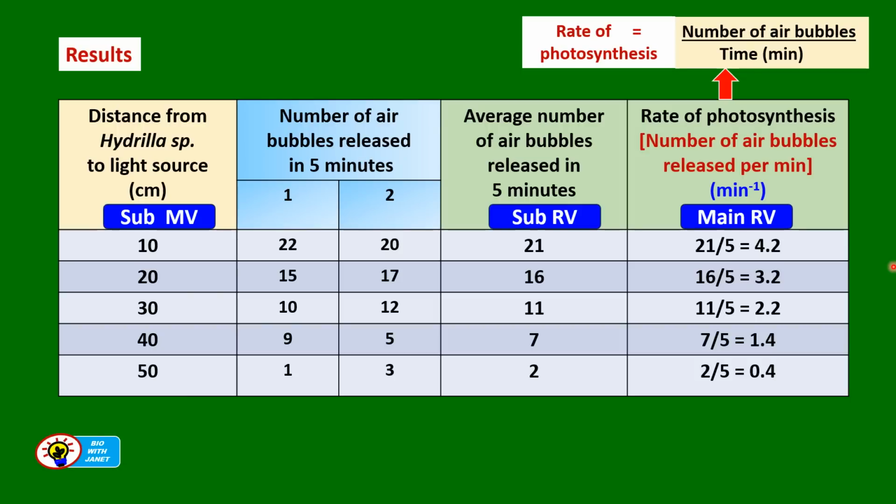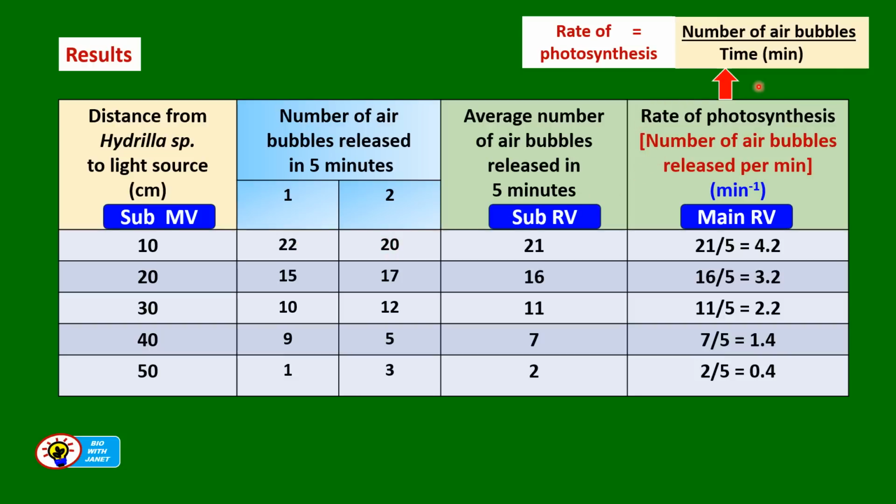First of all, these are results that we obtained, and we have written them down in the table. Now, distance from Hydrilla species to light source, you must write down the unit, cm. This is your MV. And here, what is the number of air bubbles released in 5 minutes? There are 2 readings. Finally, you find the average number of air bubbles released in 5 minutes. That means you take these 2 readings, add up the readings and then divide by 2.